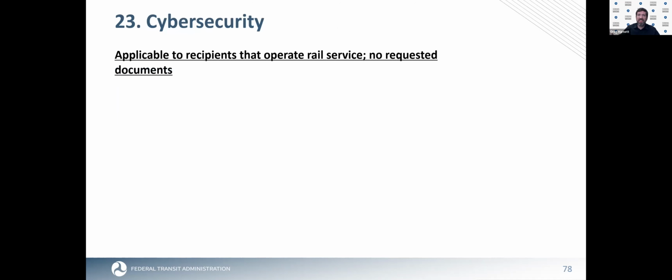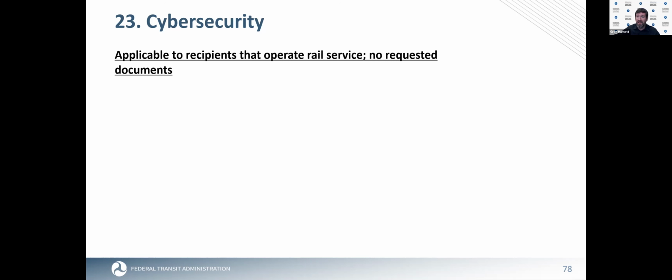Great, and this is the last and final topic, a brand new one, cybersecurity. Right now, this is only applicable to recipients that operate rail service. And believe it or not, there are no requested documents, at least at the RIR phase. So I do expect this chapter to probably be built out in subsequent and future review cycles.